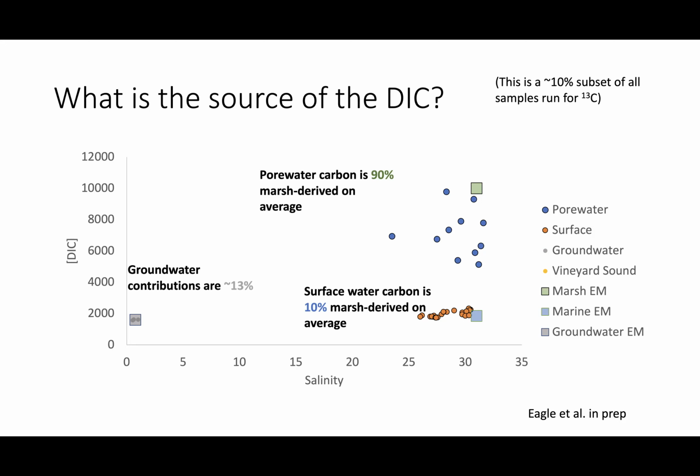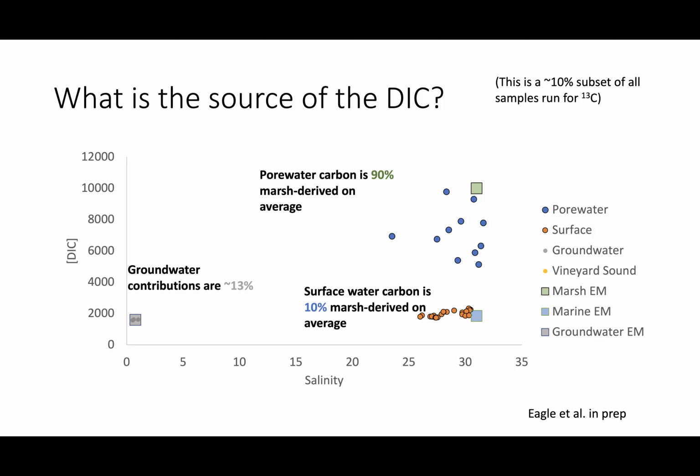You saw those large increases up to like 10 millimolar, which is an increase of 8 millimolar over surface water. So there's just very large inputs of marsh derived carbon with a carbon isotopic ratio of about -12 to -13. About 10% of the surface water, when you measure it in the surface water, is marsh derived. And groundwater contributions to both surface and pore water are on the order of about 13%. So these are the averages. The pore water system is marsh like we expect.